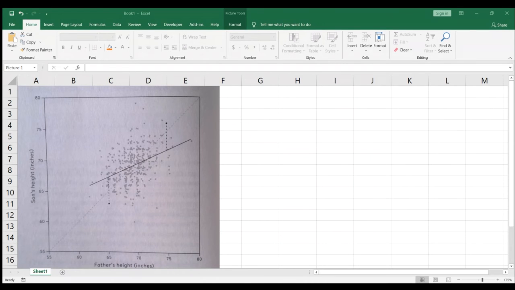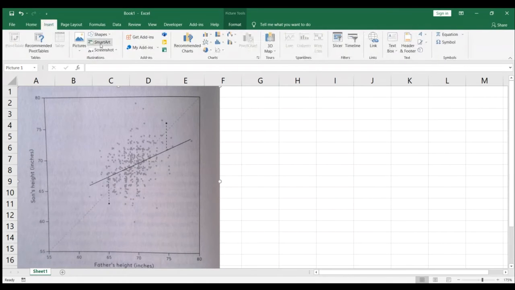Christian says the fact that the slope is less than 1 means that generally the sons are shorter than their fathers. You could try to come up with that conclusion, but is that really what the data is showing us? Let's just plot some values here. Let me draw some values and see if what Christian is saying actually holds true or not. Let's use our regression line as our estimator.